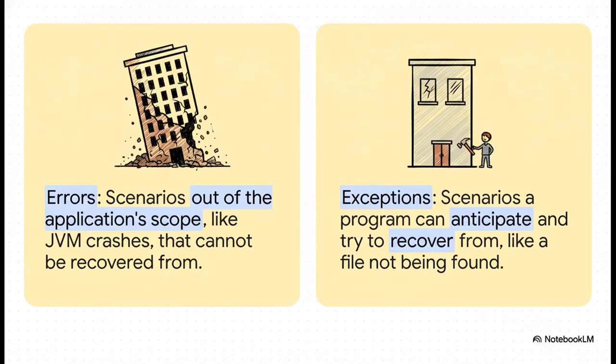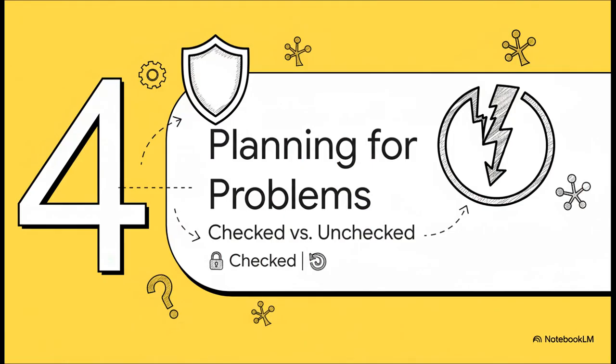So what's the difference? Well, errors are the big, catastrophic stuff. Things your app has no control over, like the JVM itself running out of memory. It's like the foundation of your building just crumbles. There's no recovering from that. Exceptions, on the other hand, are the things your program can and should plan for. You know, a user enters bad data or a file you need is missing. These are manageable.